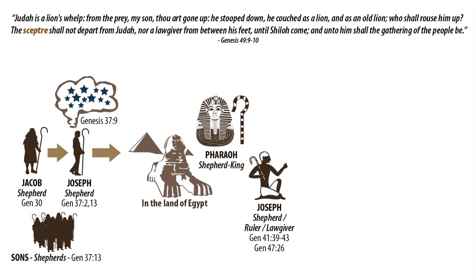Joseph, the humble shepherd who became a shepherd ruler. Joseph was made ruler in Egypt second only to Pharaoh. Joseph would also have his own shepherd's crook scepter as well.